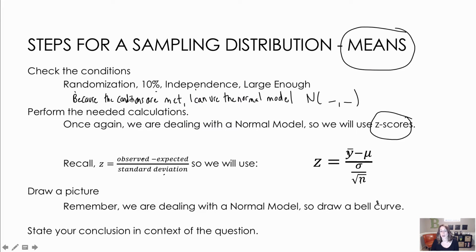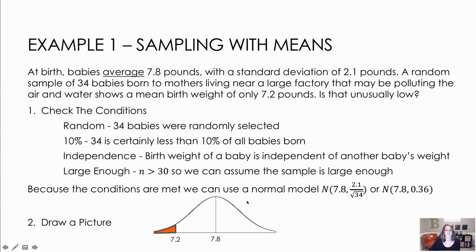So it's good to draw a picture of the bell curve to help you determine: are we finding the area to the left or to the right of our value? And then we're going to state our conclusion. So let's take a look at what this looks like all together.